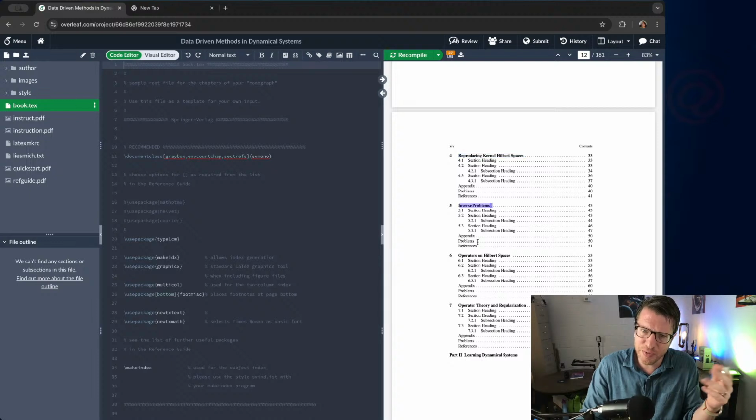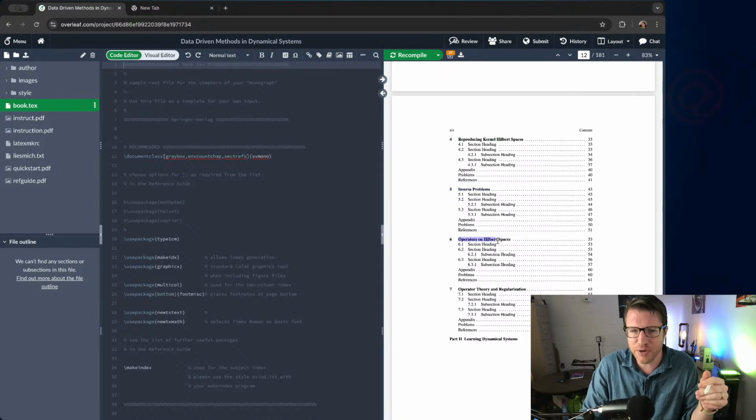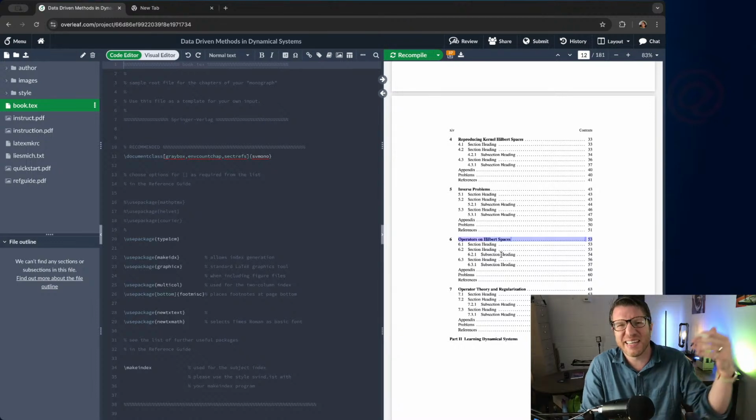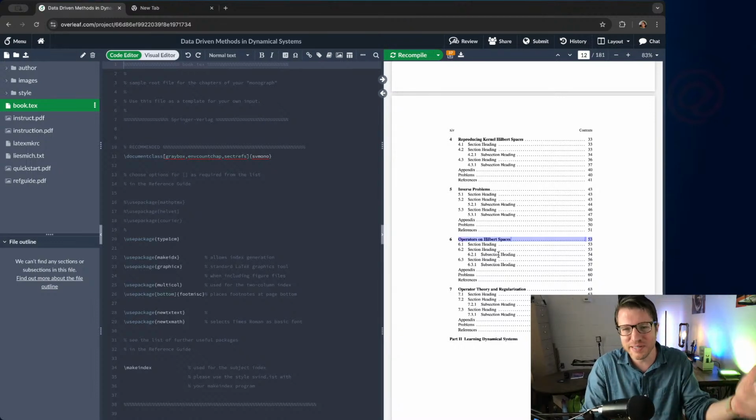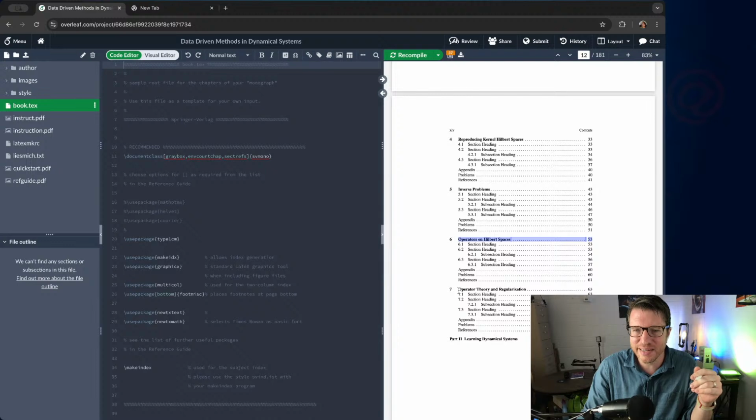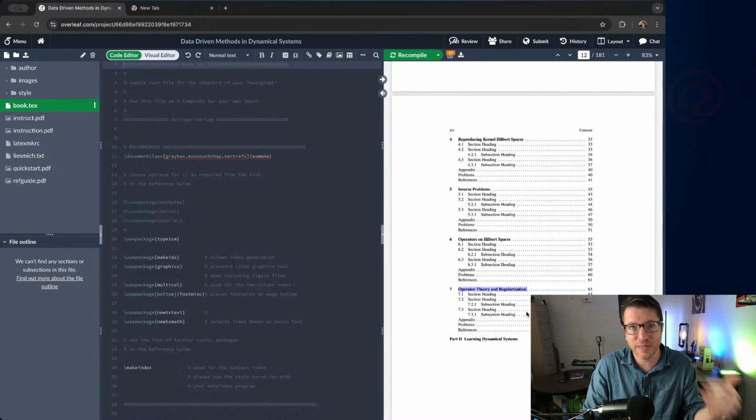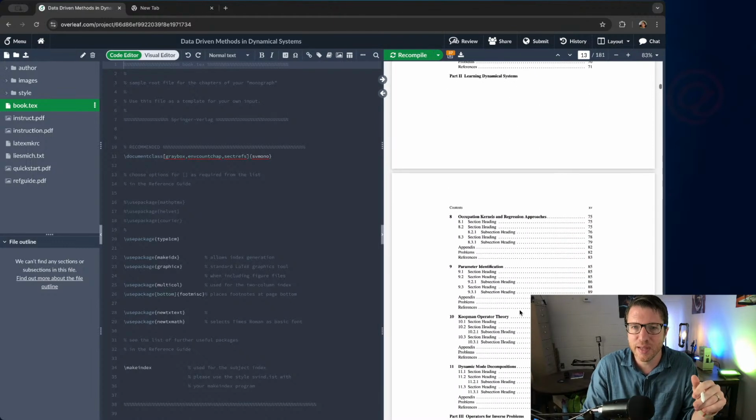Then ultimately we'll get into inverse problems and then operators on Hilbert spaces. This is going to lead into things like Koopmanism and Koopman operators and all that good stuff. And then there's also an intersection between operator theory and regularization methods, and so that'll be fun to talk about when we get there.